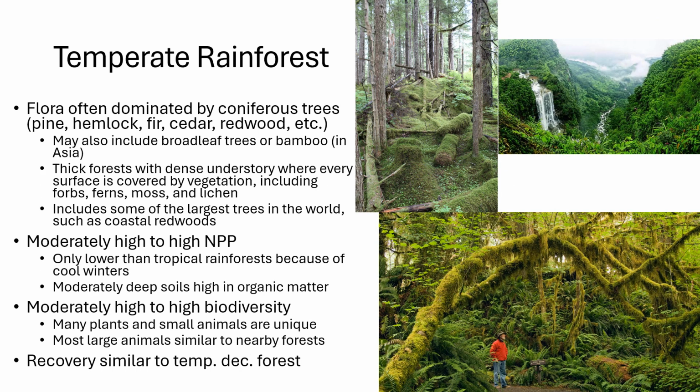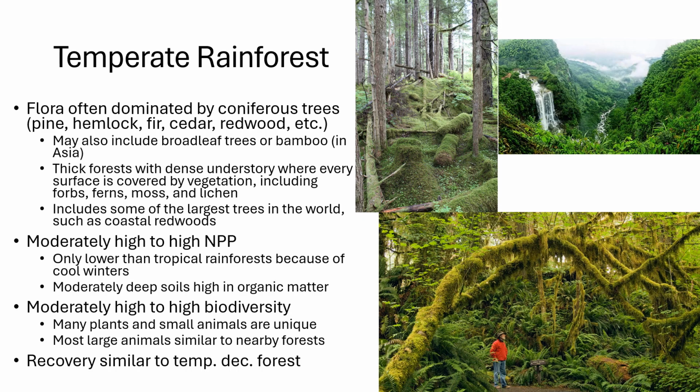Because we have a lot of rain, we tend to have pretty much every surface covered with vegetation. That is even including the bark of the trees that are covered by mosses and lichens, as you see in the pictures on the bottom and on the top left. The flora is usually dominated by coniferous trees.